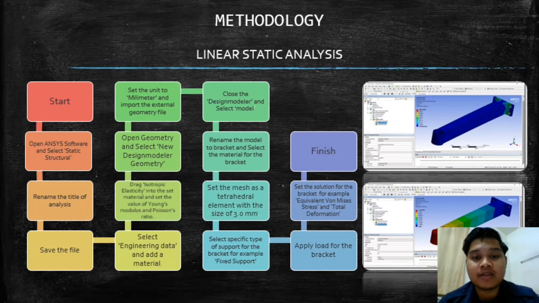Set the mesh as a tetrahedral element with the size of 3.0 mm. Select the specific type of support for the bracket, for example fixed support, and then apply load for the bracket, and lastly set the solution for the bracket, for example equivalent von Mises stress and total deformation, and then finish.